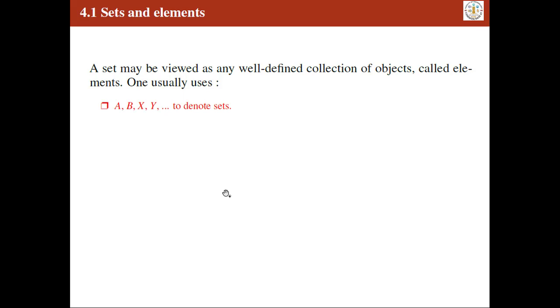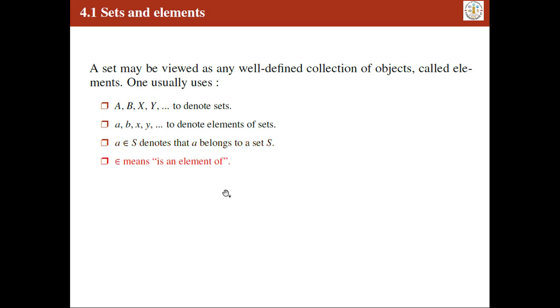One usually uses capital letters A, B, X, Y to denote sets, and lowercase letters a, b, x, y to denote elements of the sets. A membership in a set is denoted as follows: a belongs to a set S. Here, the symbol means "is an element of".